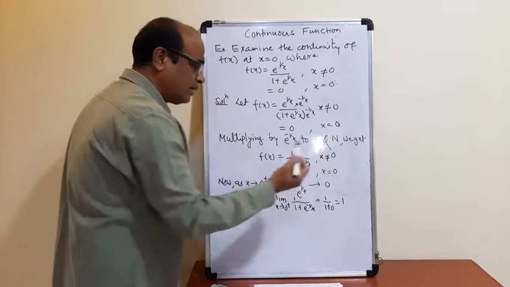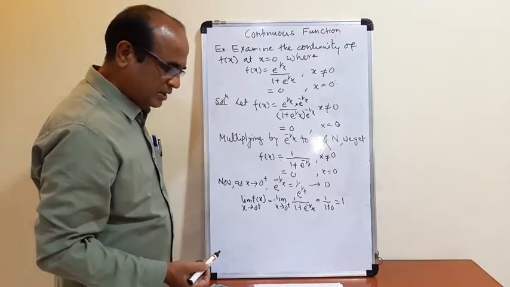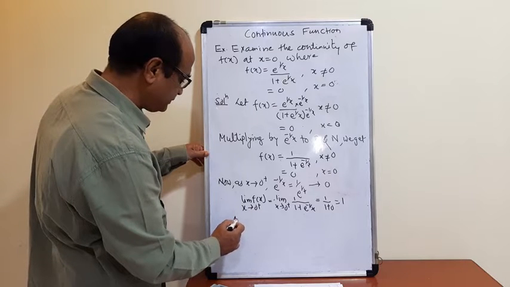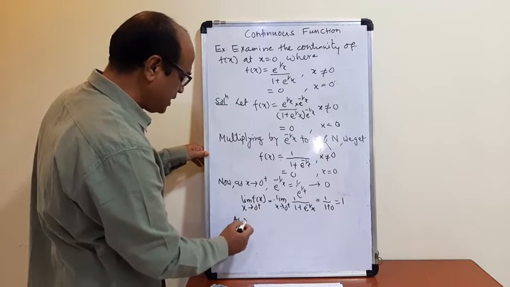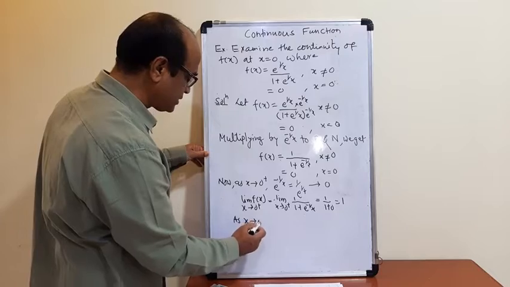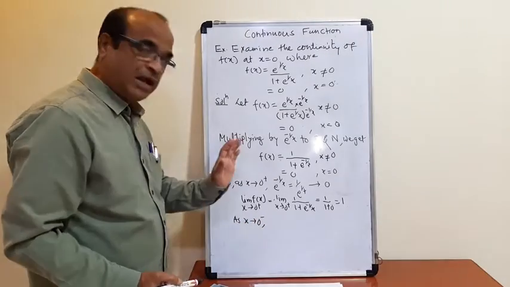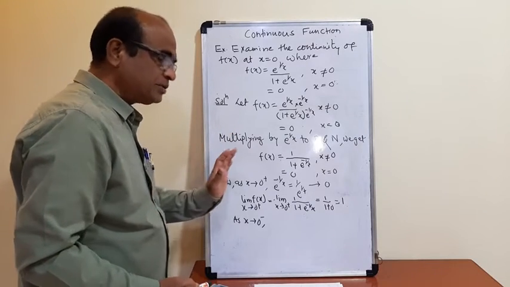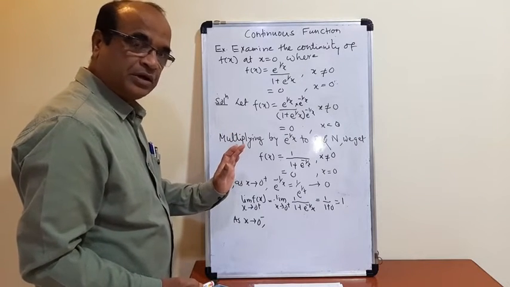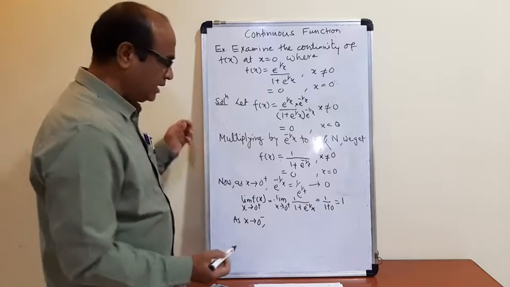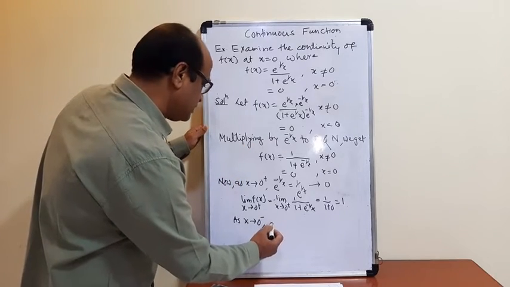So the right hand limit of this function is 1 here. Now we obtain it as x tends to 0 minus. X tends to 0 minus means left hand limit. So x approaches 0 from the left hand side. So this is a left hand limit. That is what happened here.